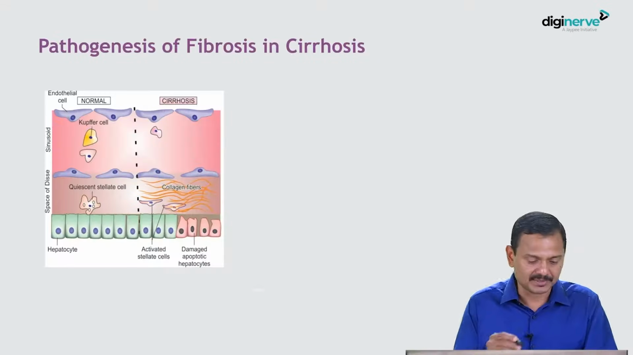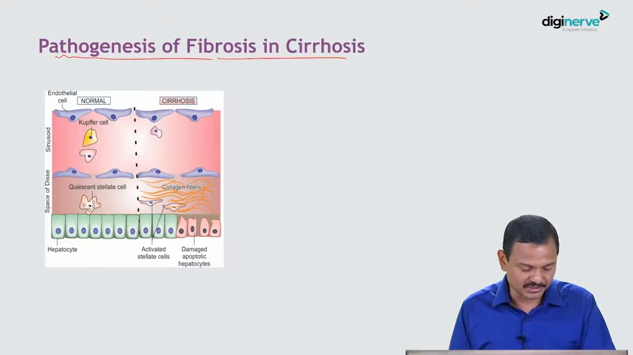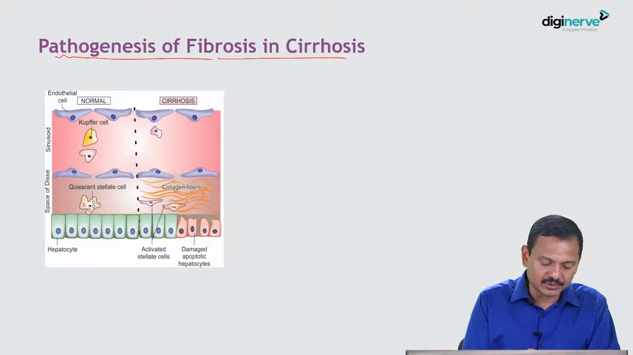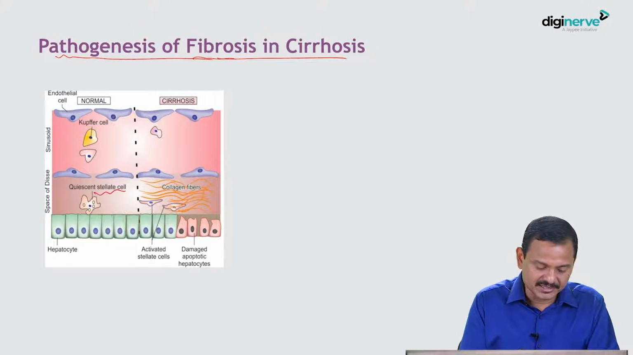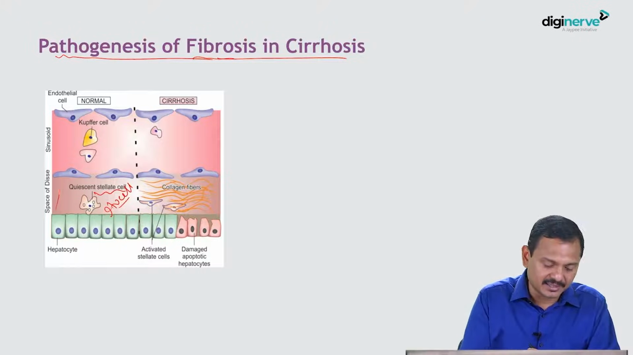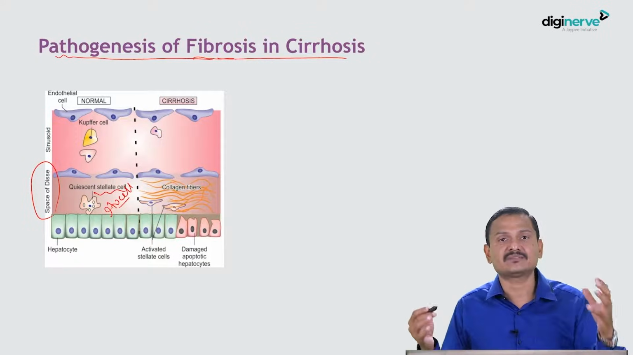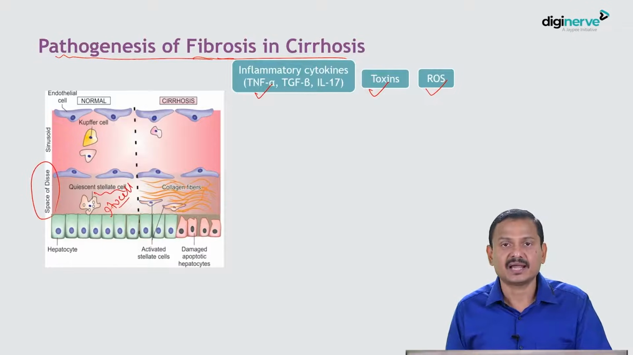In cirrhosis, there will be a lot of fibrosis, and let's see how this fibrosis happens. So, the pathogenesis of fibrosis in cirrhosis. If you recall our first session on liver pathology, I have told you the principal cell involved behind this fibrosis is the stellate cell, or it is called Ito cells, and they are located in the space of Disse.